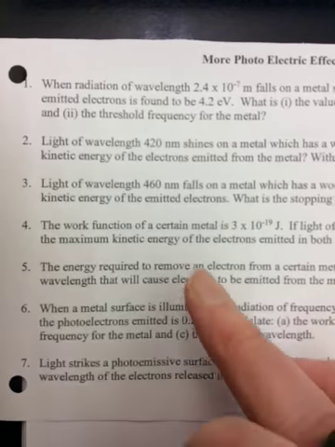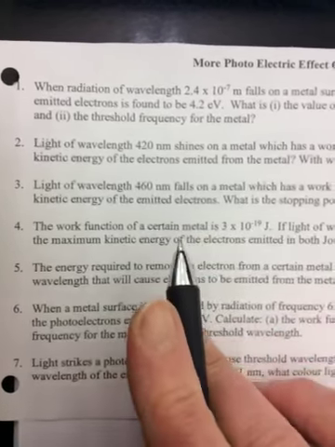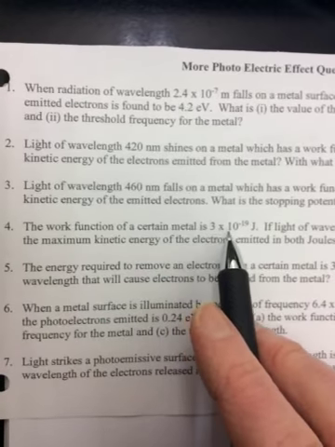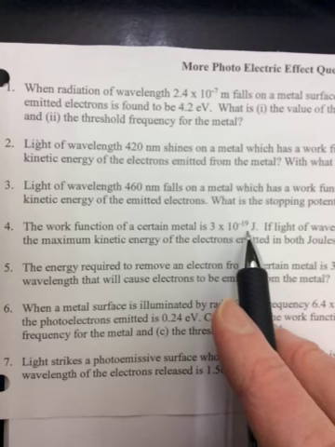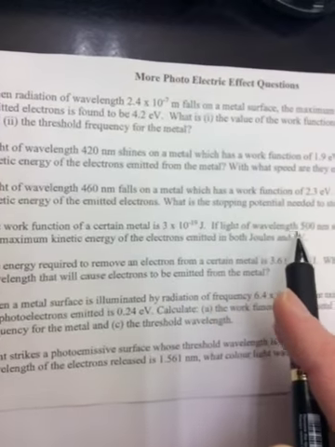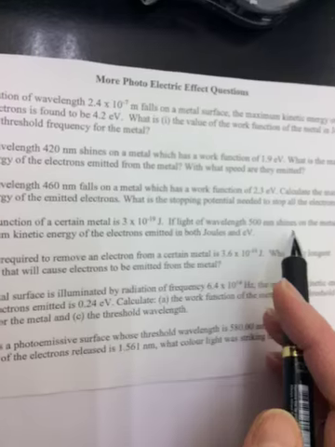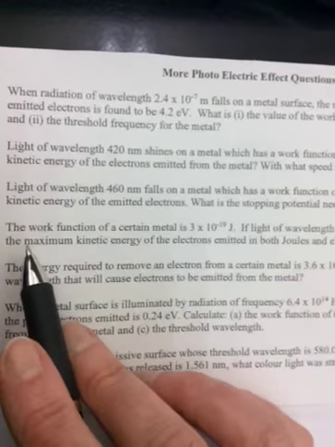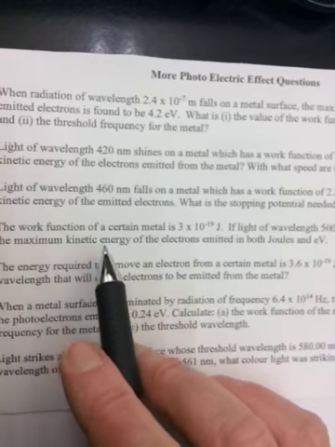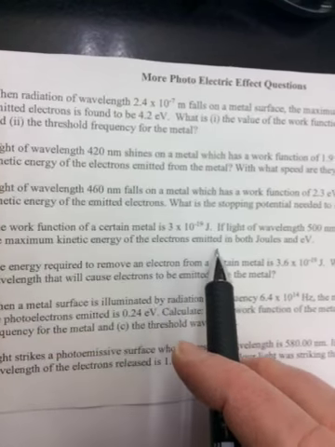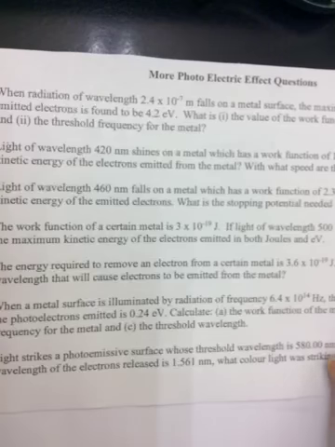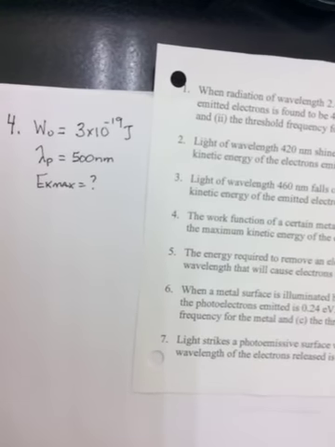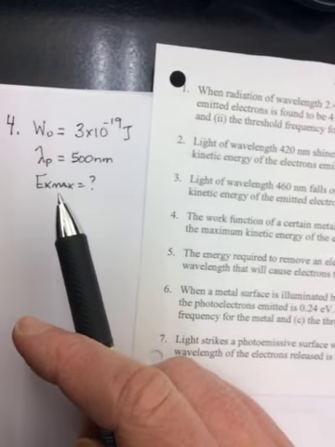Okay, so I asked you to do the last ones in this sheet. So starting with number 4, the work function of a certain metal is 3.3 times 10 to the negative 19 joules, so that's WO. Light of wavelength 500 nanometers shines on the metal, so that's the lambda of the photon, and it wants you to find the maximum kinetic energy of the electrons emitted. So it's looking for EK max. Okay, so we have our WO, the wavelength of our photon, and the EK max.